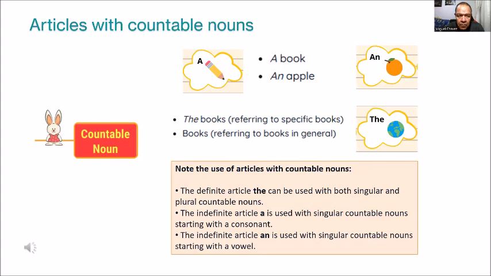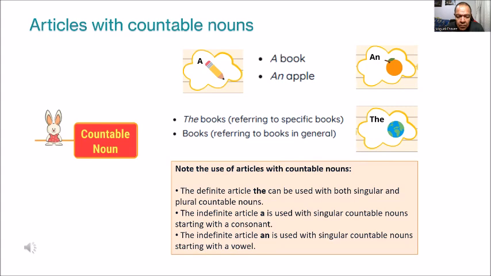When using articles with countable nouns, both definite (the) and indefinite (a and an) articles are applicable. Singular countable nouns require an article. For example, a book, an apple. When referring to plural countable nouns, you can use the when talking about a specific group, and no article when discussing a general sense. Look at these examples.